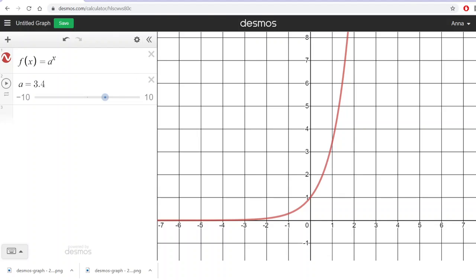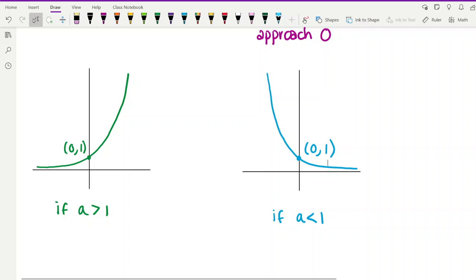The main thing I want you to know is this picture here. If your base is bigger than 1, you're going to have this shape where it grows from left to right. If a is less than 1, you're going to have the shape where it goes down from left to right. And I want you to know that the y-intercept is always (0, 1), and that you always have a horizontal asymptote only on one side. So the exponential functions are never going to be negative. They're always going to approach 0, but never actually get smaller than 0.